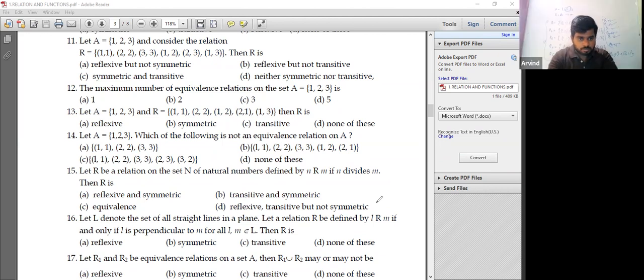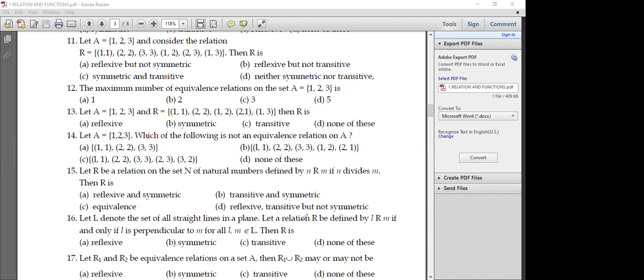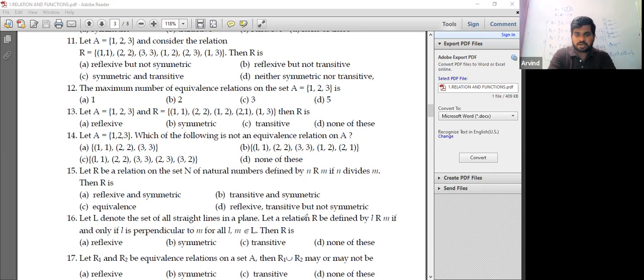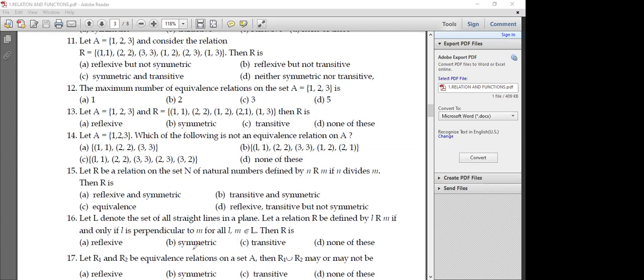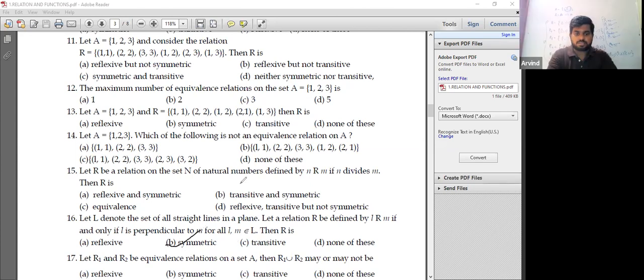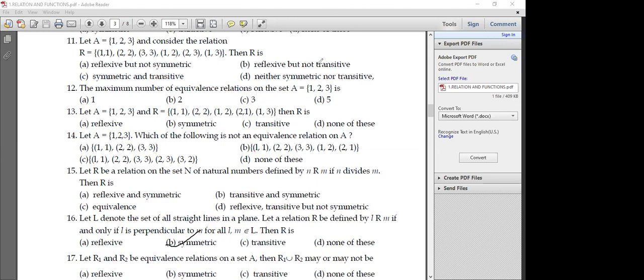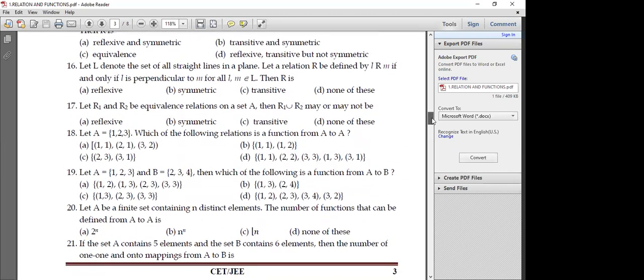Okay, 16th one. We have already discussed this. Let L denote the set of all straight lines in a plane. Then a relation is defined as L is related to M if L is perpendicular to M. Is it reflexive? No, not reflexive. Is it symmetric? Yes. Is it transitive? No. It is not transitive, it is not reflexive, but it is symmetric. So symmetric is the correct option. Once again, we have finished 16 questions.